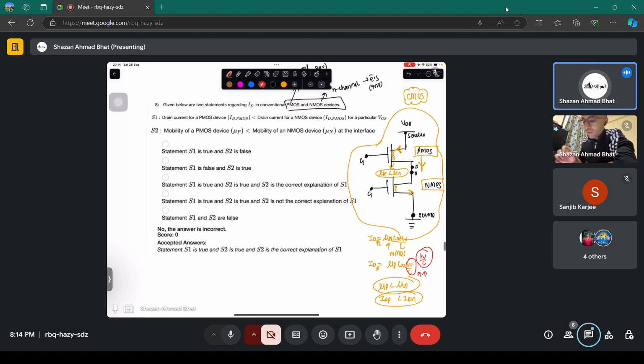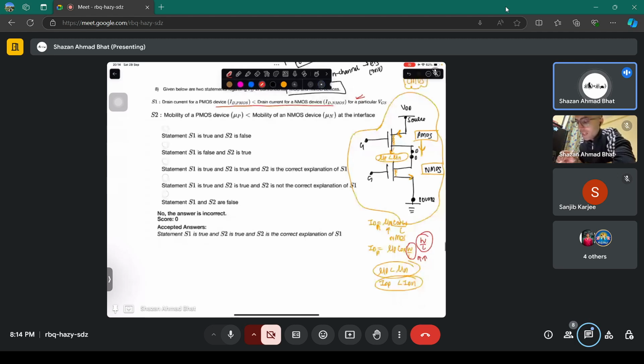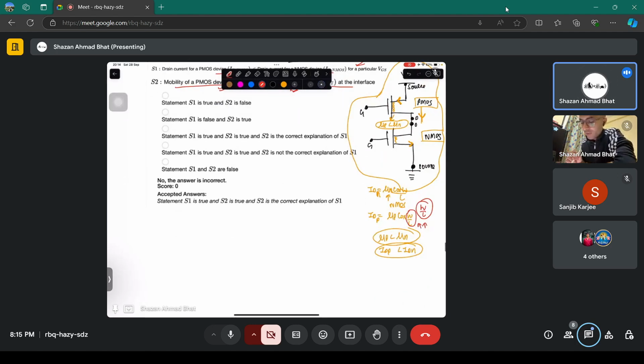Okay, so that is the question here. The drain current for PMOS is less than drain current for NMOS. That is absolutely correct. Because the mobility of the PMOS is less than that of NMOS. That is absolutely correct. So the statement 1 is true and 2 is true, and the 2 is the correct explanation of the 1. That is the overall scenario.